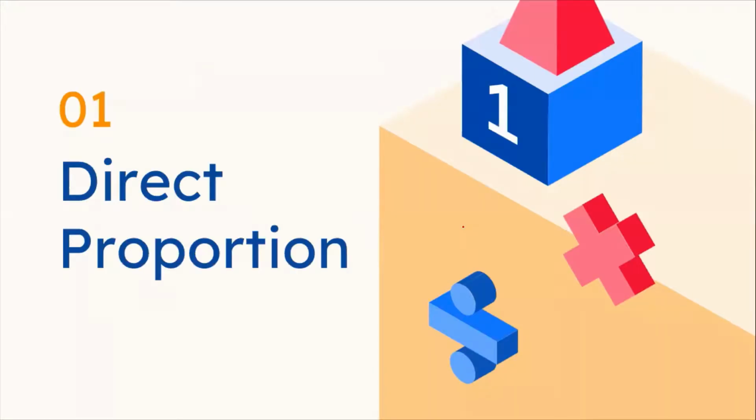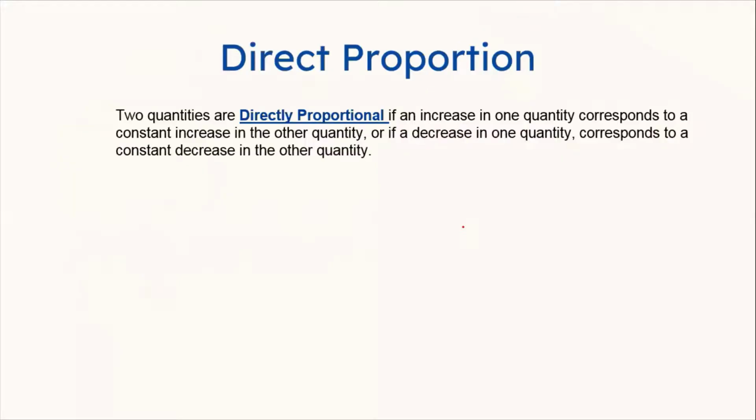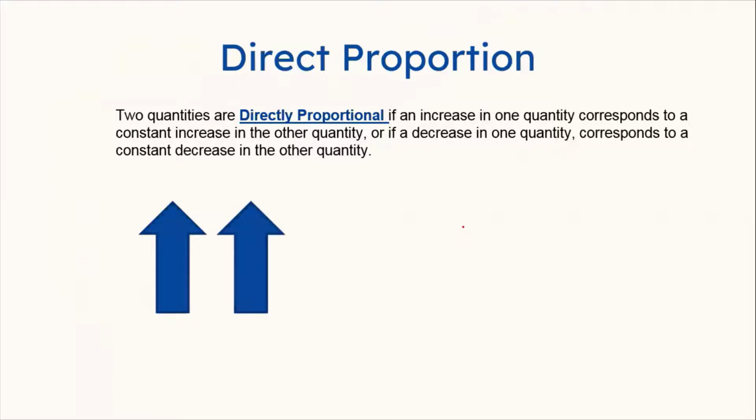Now what is a direct proportion? Two quantities are directly proportional if an increase in one quantity corresponds to a constant increase in the other quantity, or if a decrease in one quantity corresponds to a constant decrease in the other quantity. In simpler terms, when we say direct proportion, if one quantity increases, the other quantity will also increase. If one quantity decreases, the other quantity will also decrease.